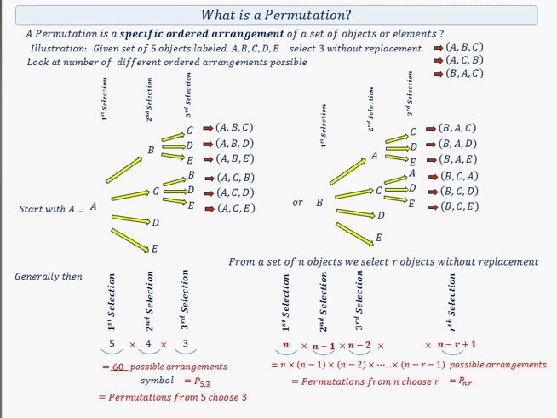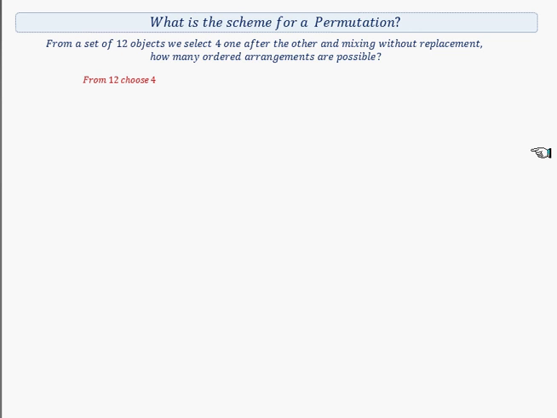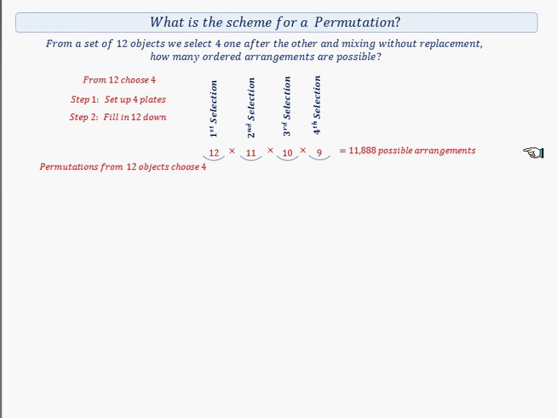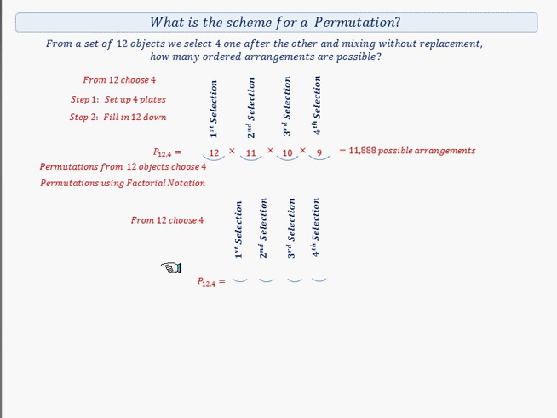Now we're going to pause the screen here just a second. So generally then, if we have 12 objects choosing 4 at a time, we set up 4 plates, and note the selection order or sequence here. We put in 12 down, and that gives us the total number of permutations from 12 objects, choose 4, and there's the symbolic notation. Now watch what's happening here. We repeat that, get the same number, but we're going to extend it downwards. We're putting 8, 7, 6, 5, 4, 3, 2, 1 top and bottom.